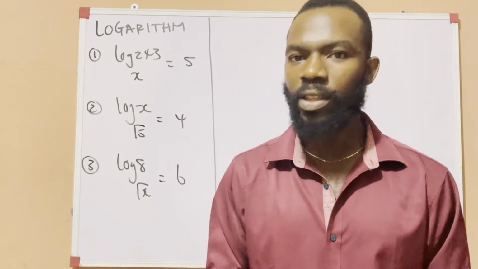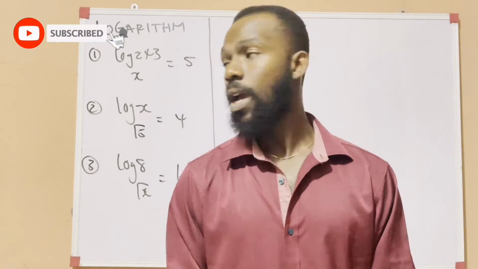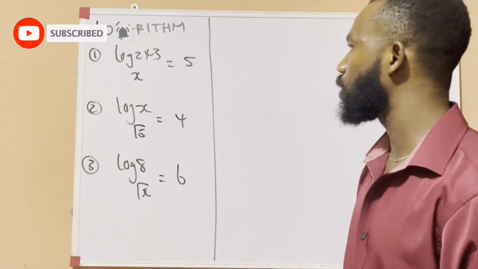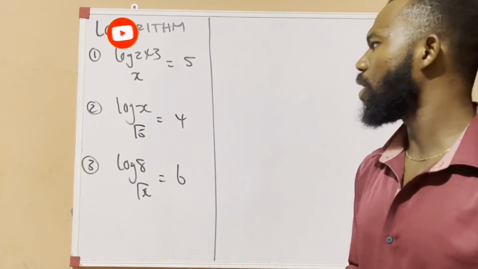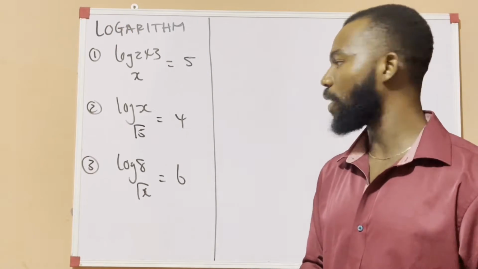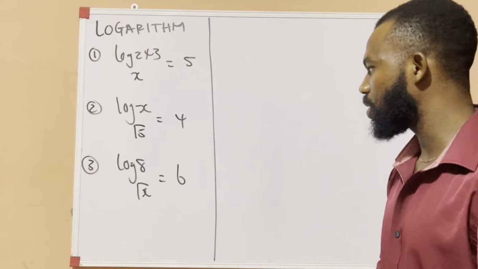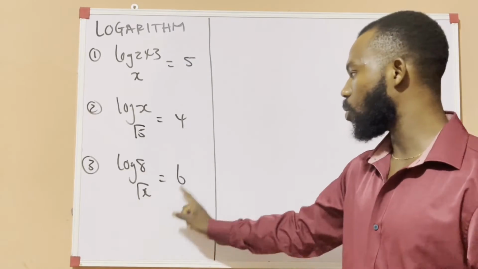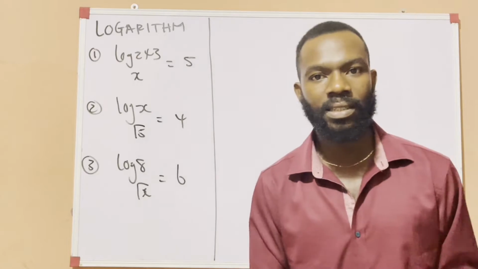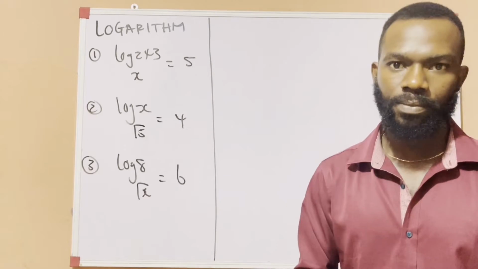Today I will be teaching 3 questions on logarithm. Question number 1 says log 243 base x equals 5. Question number 2 says log x base root 5 equals 4. And question number 3 says log 8 base root x equals 6. And here we are asked to find the values of x.